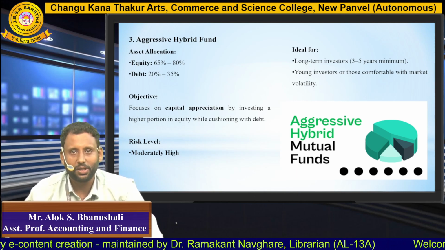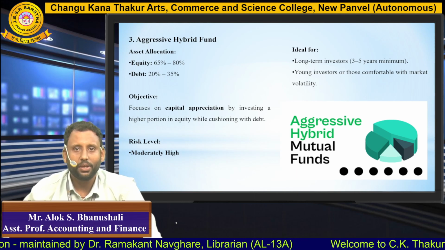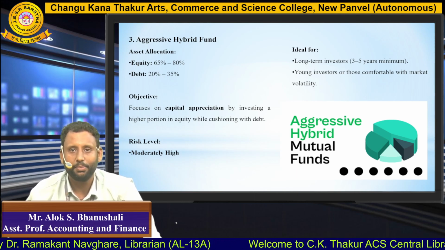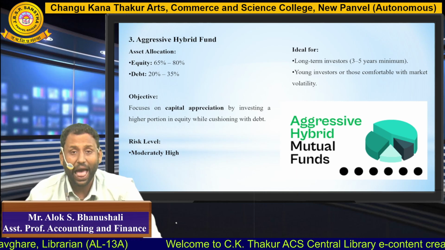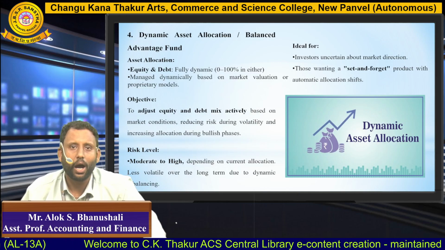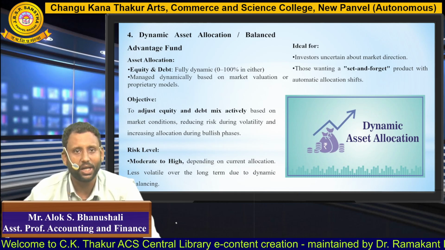And those young investors who are comfortable with market volatility, means the investors who are very young, who are earning some income, and they are very comfortable taking the risk, so they can go for aggressive hybrid fund. The fourth type of hybrid fund is dynamic asset allocation or balanced advantage fund.